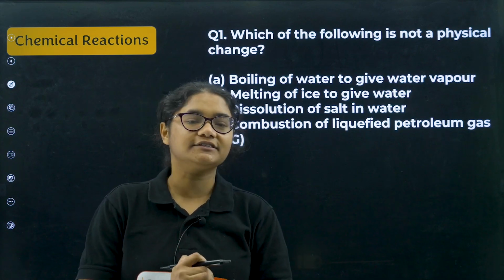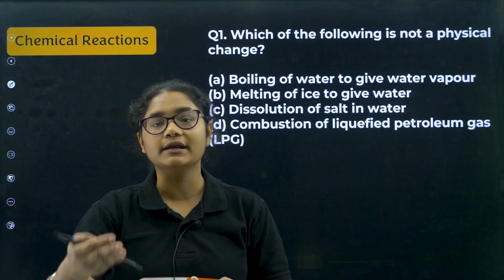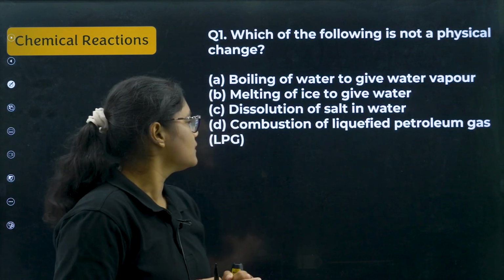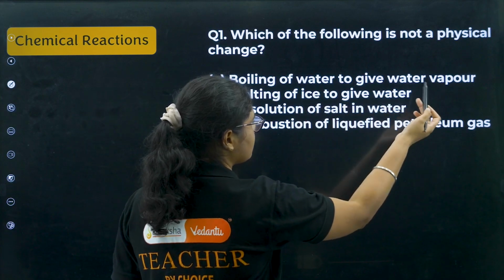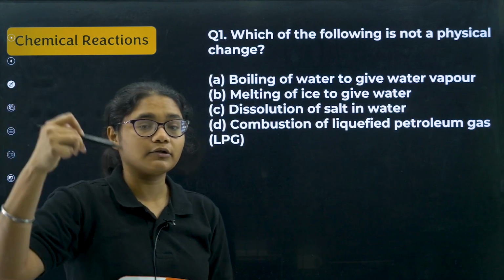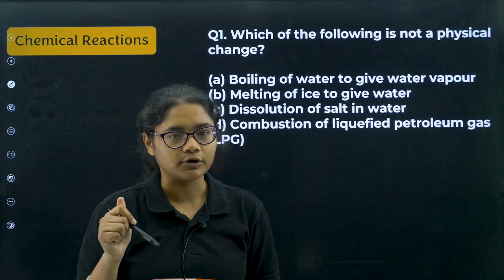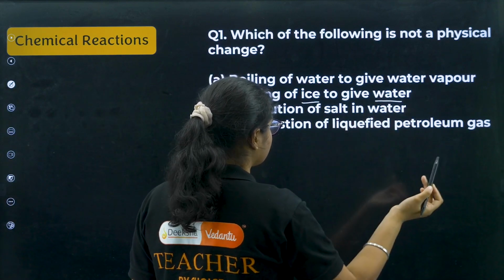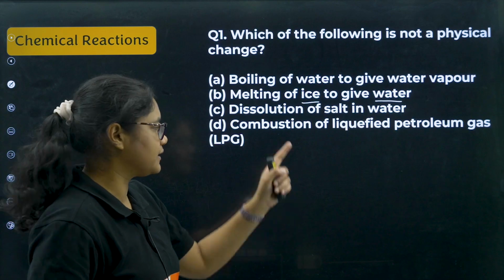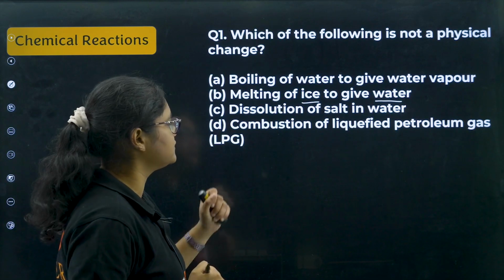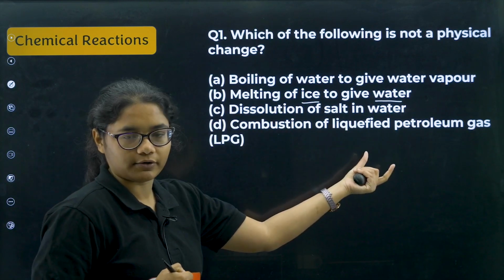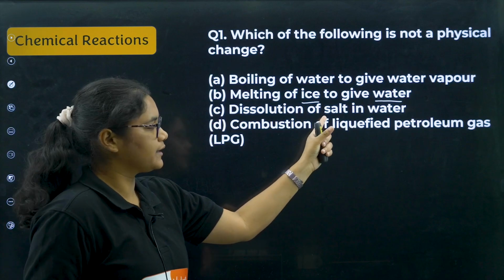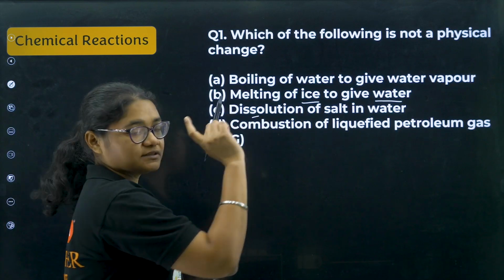I'm so sorry. Physical change means those changes where you can get back the substance, right? Here you see boiling of water to give water vapor. When the water vapor condenses, you will get back your water, so this is a physical change. Melting of ice to give water: when you freeze water, again you can get back ice, so this is also a physical change. Dissolution of salt in water: if you evaporate the water, you can get back the salt, so this is also a physical change.